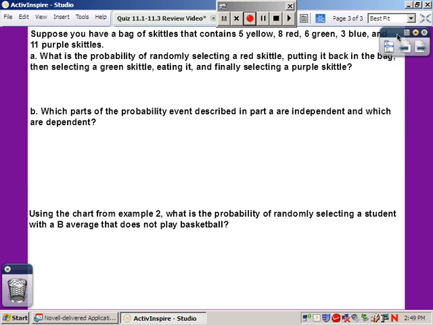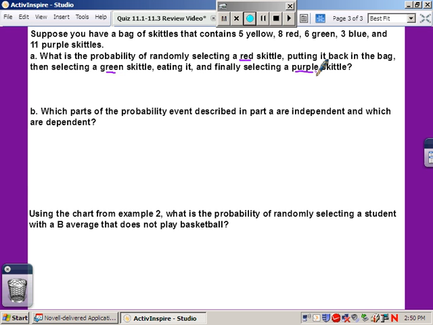Okay, this is your independent and dependent probability where you have multiple things going on at once. This one says, suppose you have a bag of Skittles with 5 yellow, 8 red, 6 green, 3 blue, and 11 purple. What's the probability of selecting a red Skittle, putting it back, then selecting green, eating it, and finally selecting purple? So you have 3 separate things going on here, right? You're picking a red, you're picking a green, and you're picking a purple. But you have other information that you need as well.